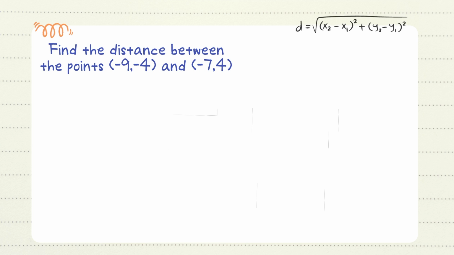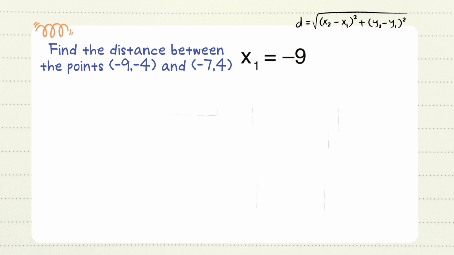Let's try another. Find the distance between the points -9, -4, and -7, 4. To find the distance, we can follow the same steps when we have negative coordinates. Our first point is -9, -4. So x1 is equal to -9, and y1 is equal to -4. Our second point is -7, 4. So x2 is equal to -7, and y2 is equal to 4.